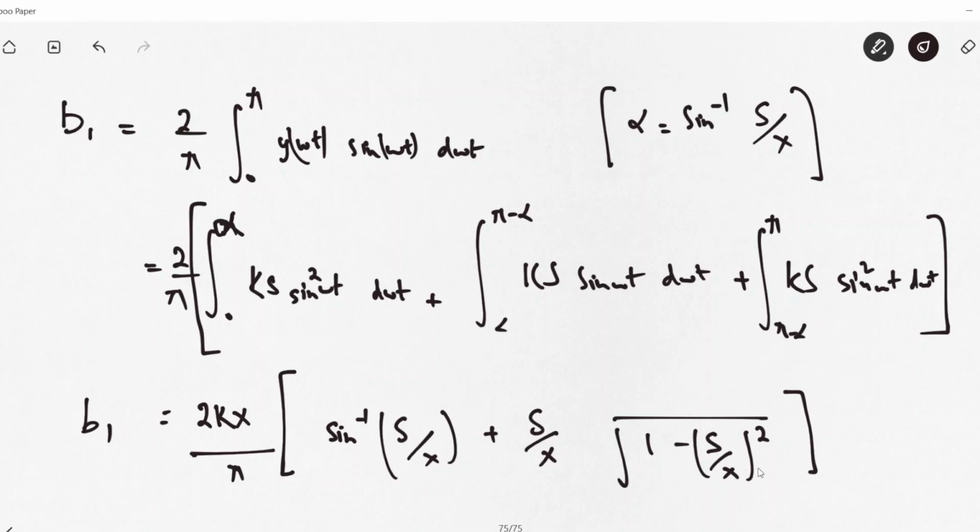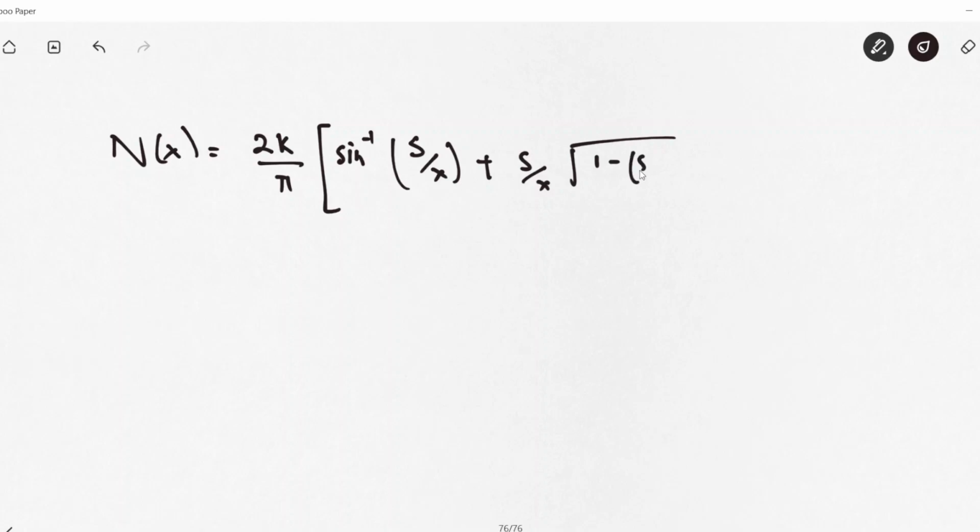Then phi 1 is tan inverse of a1 divided by b1. A1 is 0 here, so phi 1 is again 0. So Nx, the describing function for this equation, will be b1 by x into angle phi 1, where y1 is actually b1 sine omega t again.